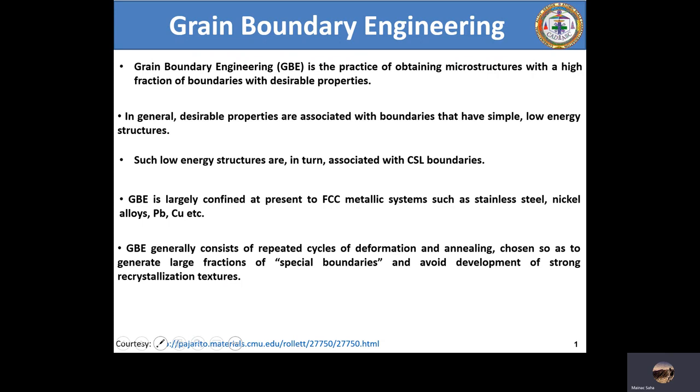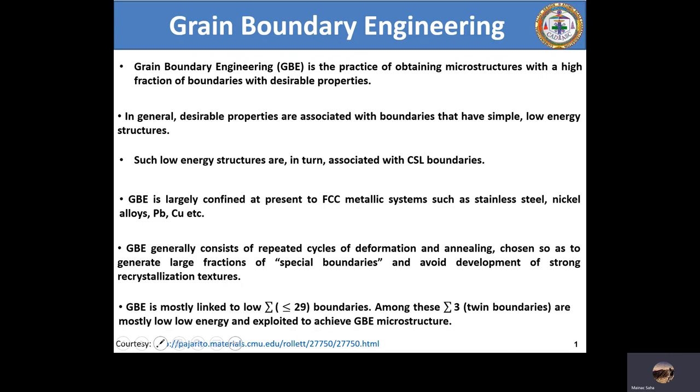FCC materials primarily. So what we can definitely say is that the grain boundary energy is mostly linked to sigma less than or equal to 29 boundaries. But I would rather put it this way: GBE in most FCC metallic systems is mainly linked with sigma 3, sigma 5, sigma 7, sigma 9, and hardly sigma 11 boundaries.